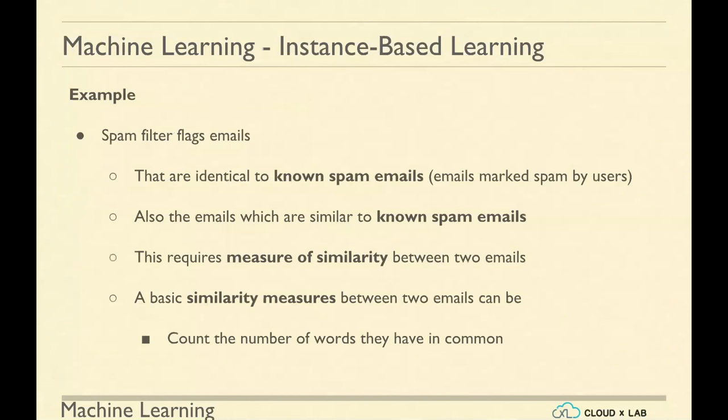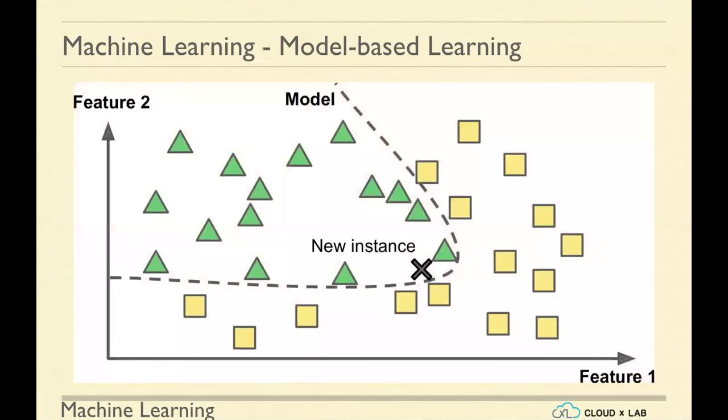A spam filter that flags emails which are identical to known emails could be one example of instance-based learning. Also, emails which are similar to known spams. Basically, it measures the similarity, and based on similarity, it says whether the emails are similar or not, and so on. This is called instance-based learning.